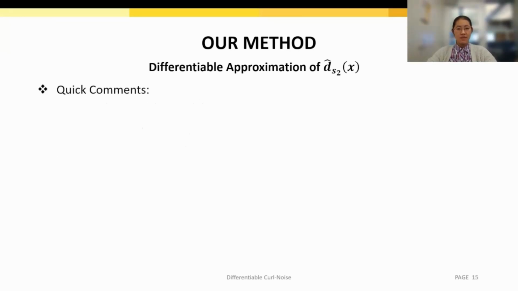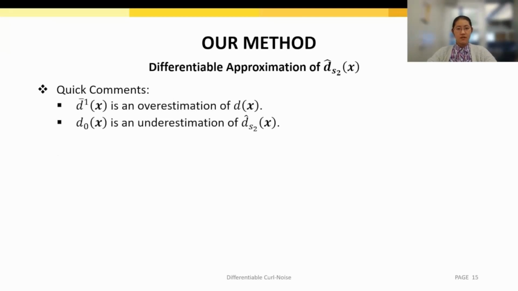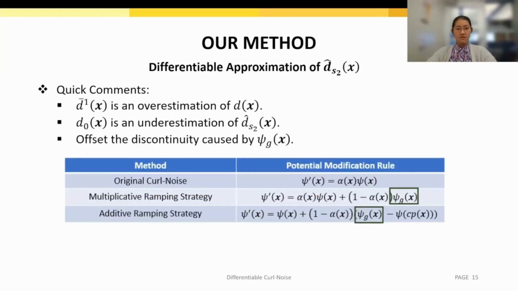Now, I would like to make some quick comments on this design. Notice that d bar 1 of x is an overestimation of the minimum distance function, while our self-adaptive influence radius is an underestimation of the second smallest LSE distance function. In our paper, we proved that such a deliberately designed combination of under and overestimation suffices to offset the discontinuity caused by psi g of x. Therefore, we solved problems 3 and 4.